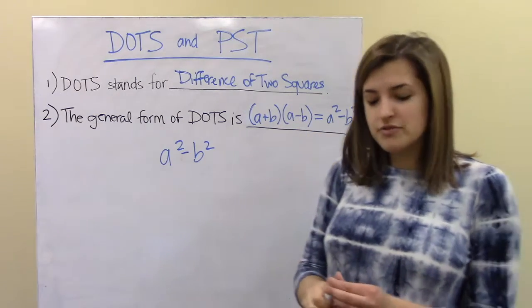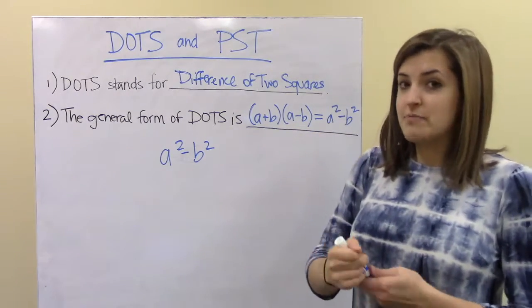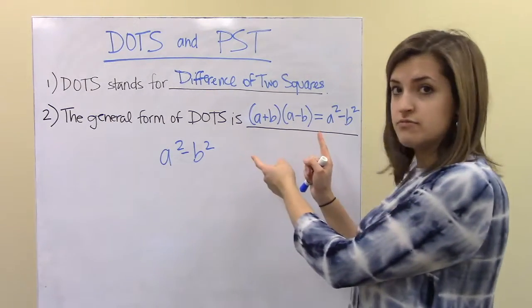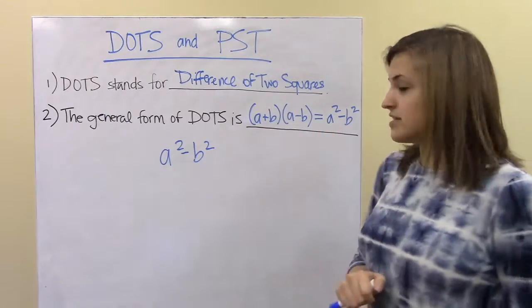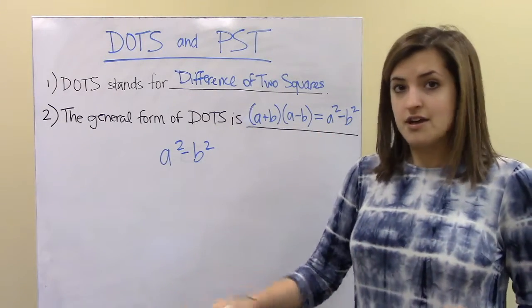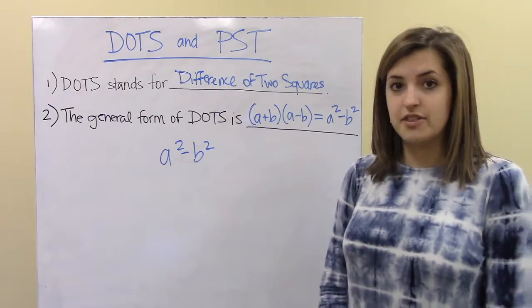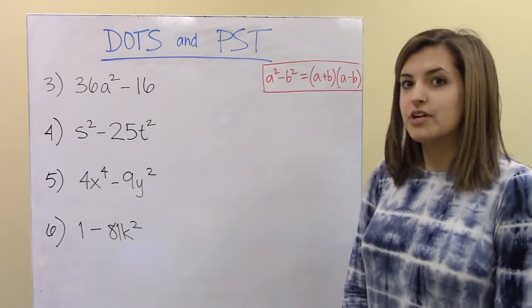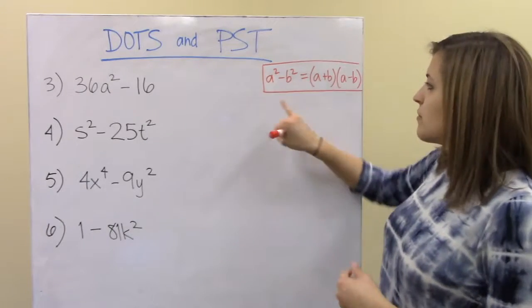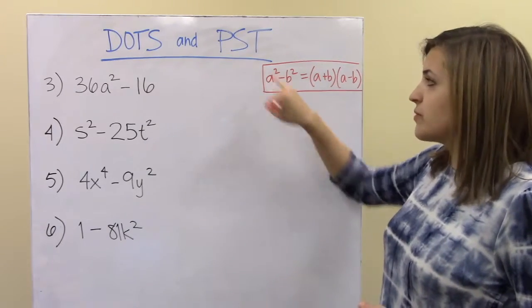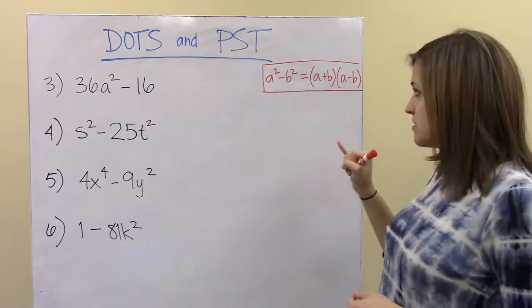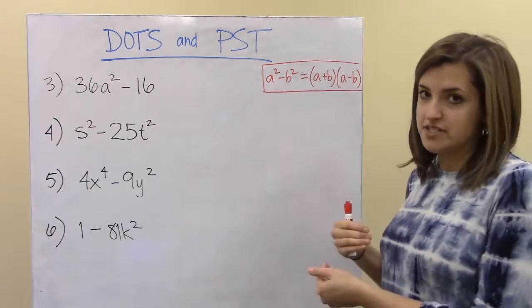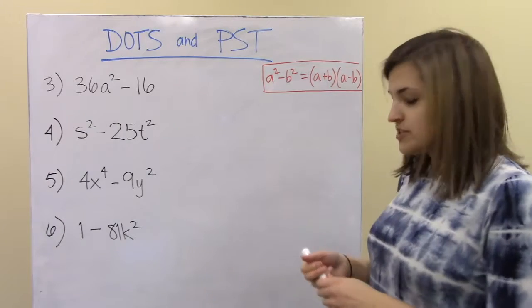So you've already sort of done this, but you've done it backwards. We have used FOIL to compute something like this, but we're going to go backwards today. So let's do a few examples to illustrate that. As we do these problems, I want to keep in the back of our minds that when we see something like a squared minus b squared, this can be factored into a plus b times a minus b. So let's look at the first one.